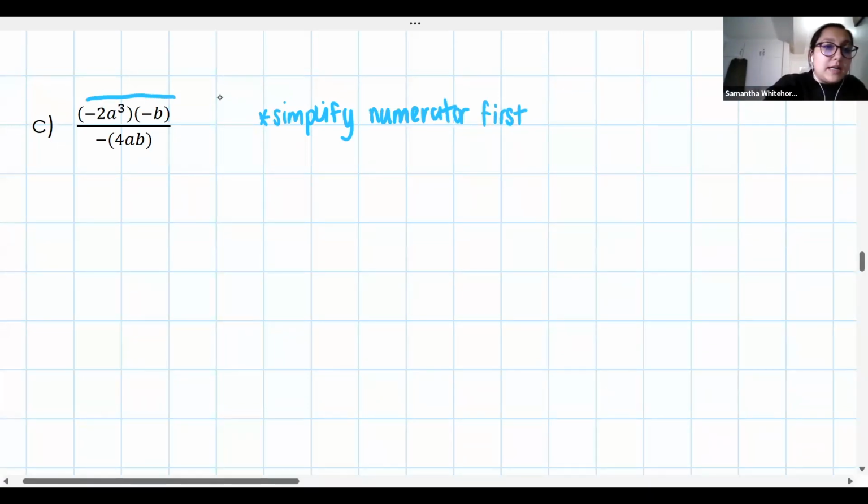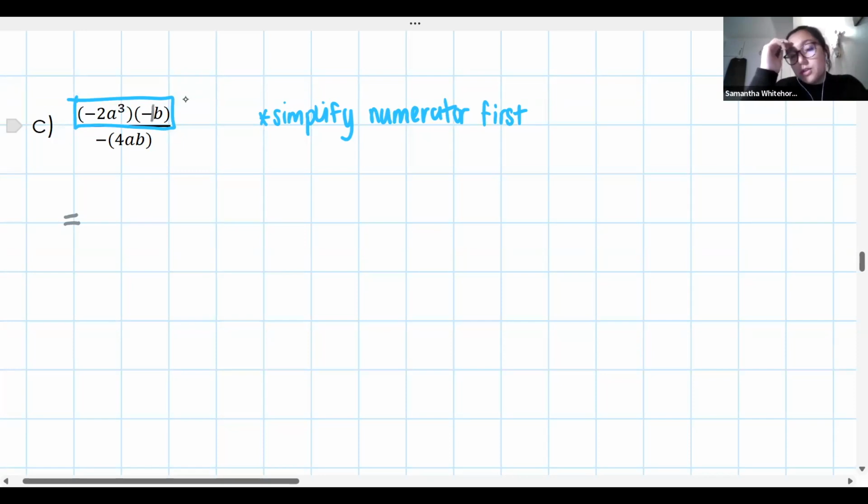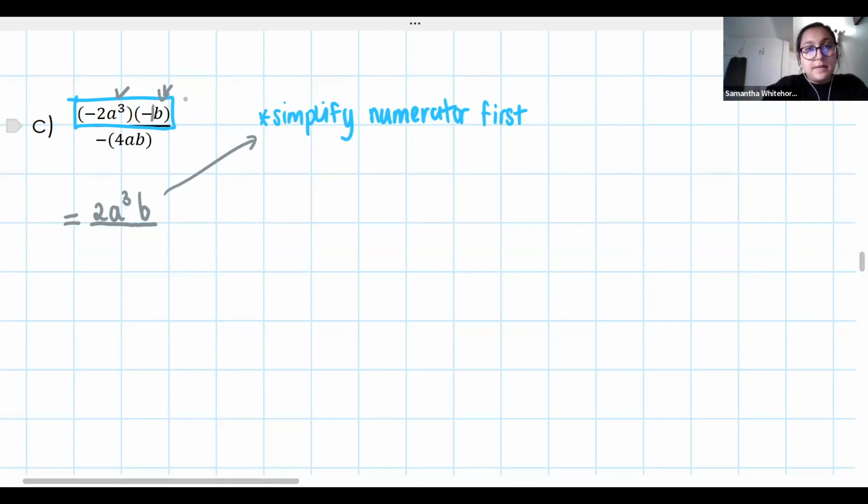So what that means is I need to look at this numerator and I need to deal with this multiplication. I need to multiply those two terms together. So again, think about SNV. A negative times a negative gives me a positive. There is a coefficient of 1 to that b. So when I get to my numbers, 2 times 1 is 2. And then my variables, I've got an a cubed and I've got a b. They're different. So I've just got a cubed b as my product. This has simplified my numerator, as I said we need to do. And now we can deal with our denominator.